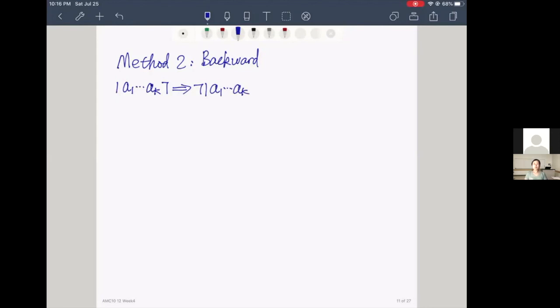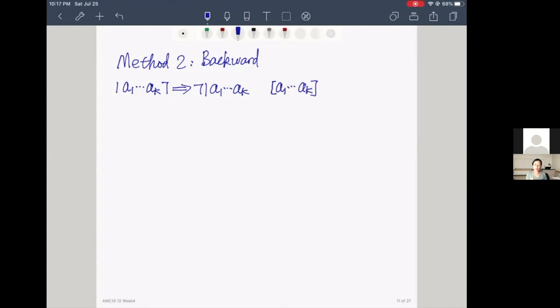And also, to make it convenient, I want to define the value. So for example, I use bracket. So this bracket A1 through AK is the value with digits A1 through AK from left to right. So this is the value.